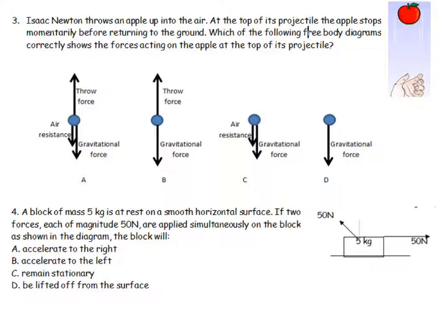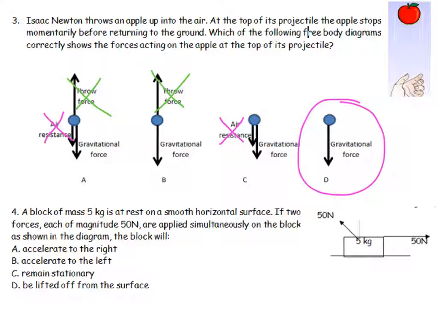Isaac Newton throws an apple into the air. At the top of its projectile, the apple stops momentarily before returning to the ground. Which of the following free-body diagrams shows the forces on the apple at the top of its projectile? At the top of its projectile, there is only one force acting on it, and that is the gravitational force acting downwards. If it's not moving, it experiences no resistance whatsoever. The throw force will have occurred right at the beginning. It's not happening at the top of the projectile.